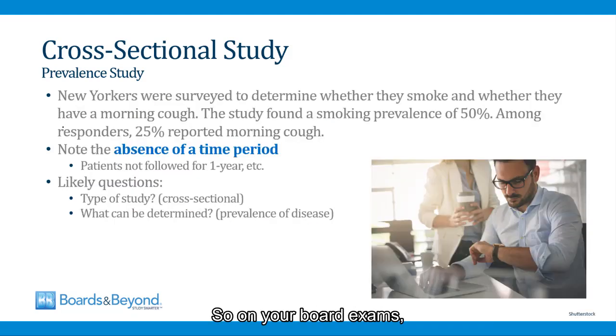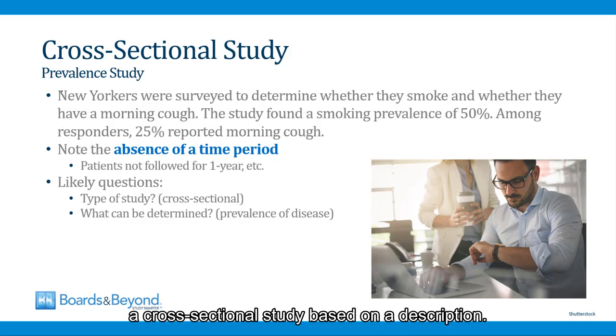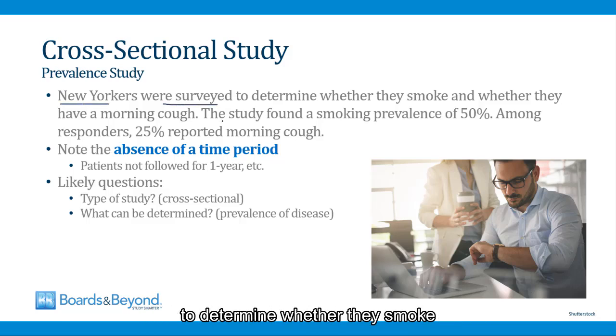So on your board exams, they will often describe a study and ask you to identify the study type. So let's talk about how you can identify a cross-sectional study based on a description. So let's imagine New Yorkers are surveyed to determine whether they smoke and whether they have a morning cough.